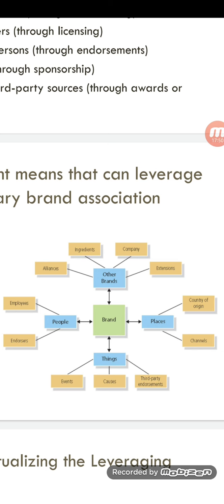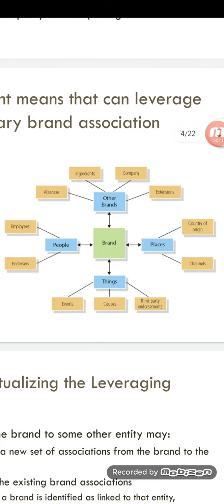The leverage of secondary association can be done through other brands, which are alliances, ingredients, company, and brand extensions, that we will be learning in the further units. Then comes people. People are specifically employees and endorsers, celebrity endorsers, or advertisements that you create with the help of endorsers. And places that we discuss is about country of origin and channels of distribution. And last is things which are related to events, cost marketing, if you remember we had discussed that, and third party endorsement. So this is how we can summarize it.